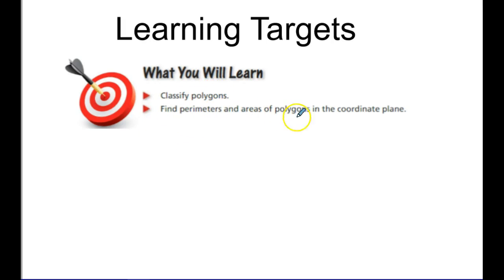Then I found perimeters and areas using the coordinate plane. We always have to draw. That is always going to be step one, big key thing here that I have to see in your notes, is to draw your simple sketch before you can find the perimeter or area. We always have to draw a picture first, and that will help lead us here. Okay, so now that we've worked on these learning targets, go ahead and work on your homework for this section.